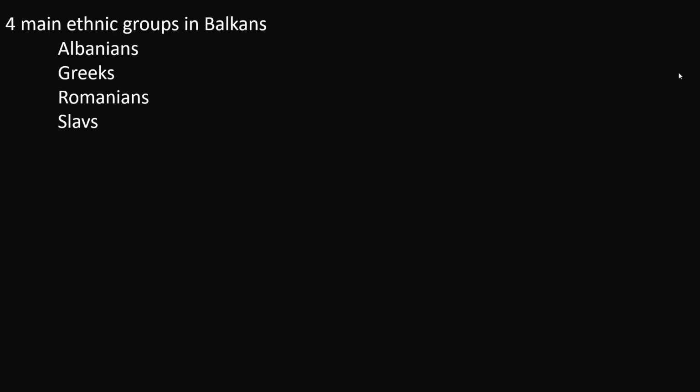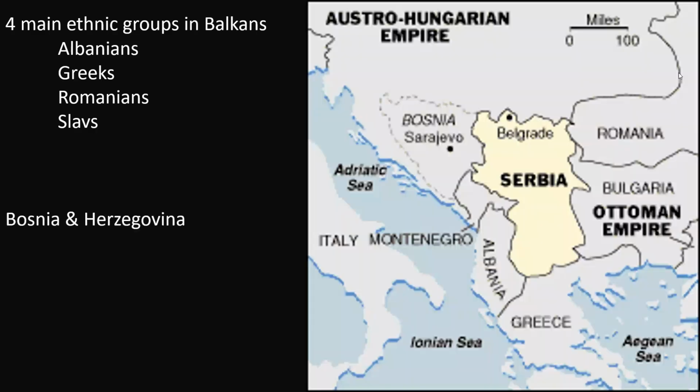Each of them wanted their own independence. The Albanians wanted to rule themselves, and the Greeks themselves, the Romanians themselves, the Slavs themselves. So one part of the Balkans was an area called Bosnia and Herzegovina. The thing is, Austria-Hungary occupied Bosnia and Herzegovina. The people of Bosnia and Herzegovina, many of them were Slavic. They weren't Austrian. They weren't Hungarian.